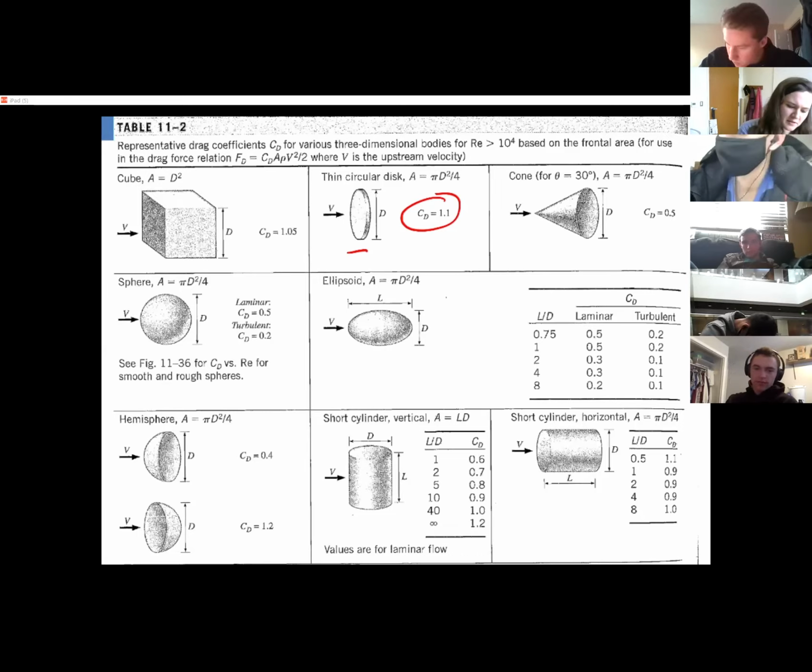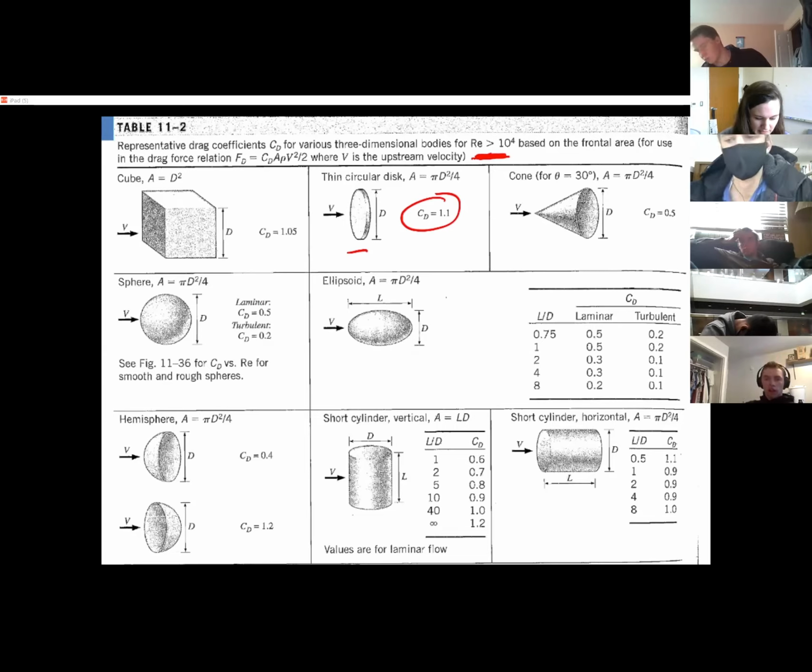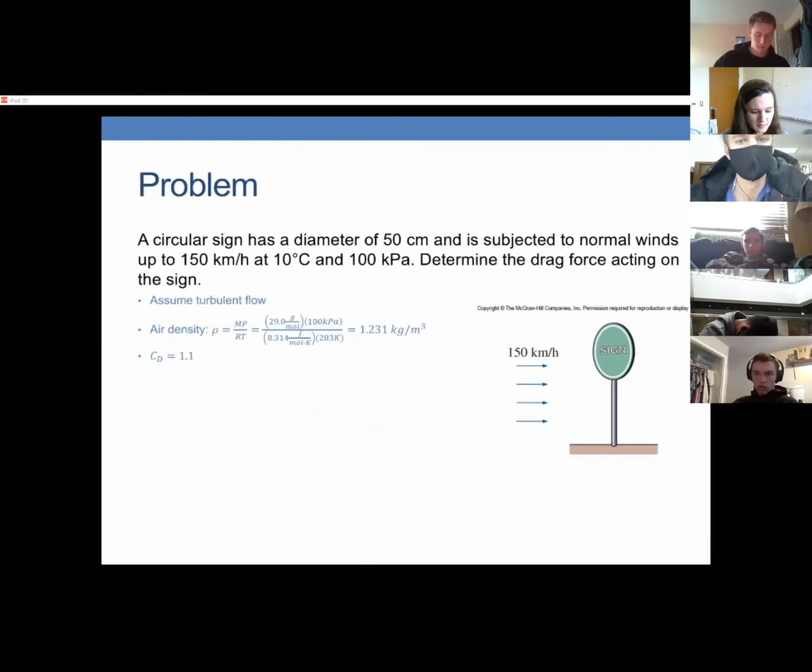So it's Reynolds number greater than about 10 to the 4th. So that's what we're assuming is turbulent for these purposes. Some of them, it may say something a little bit different. Okay. So now, times the area.